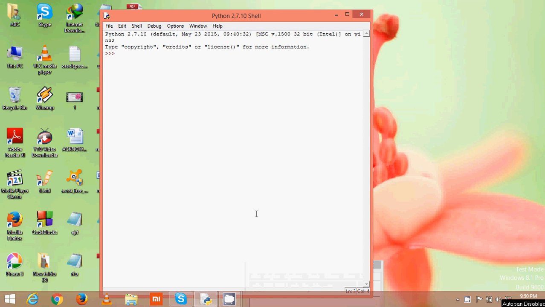In this lecture we shall study numbers in Python. Numbers can be of two data types. First one is integer, for example 100. Other one is floating data type, that is a decimal number. For example 3.1419.